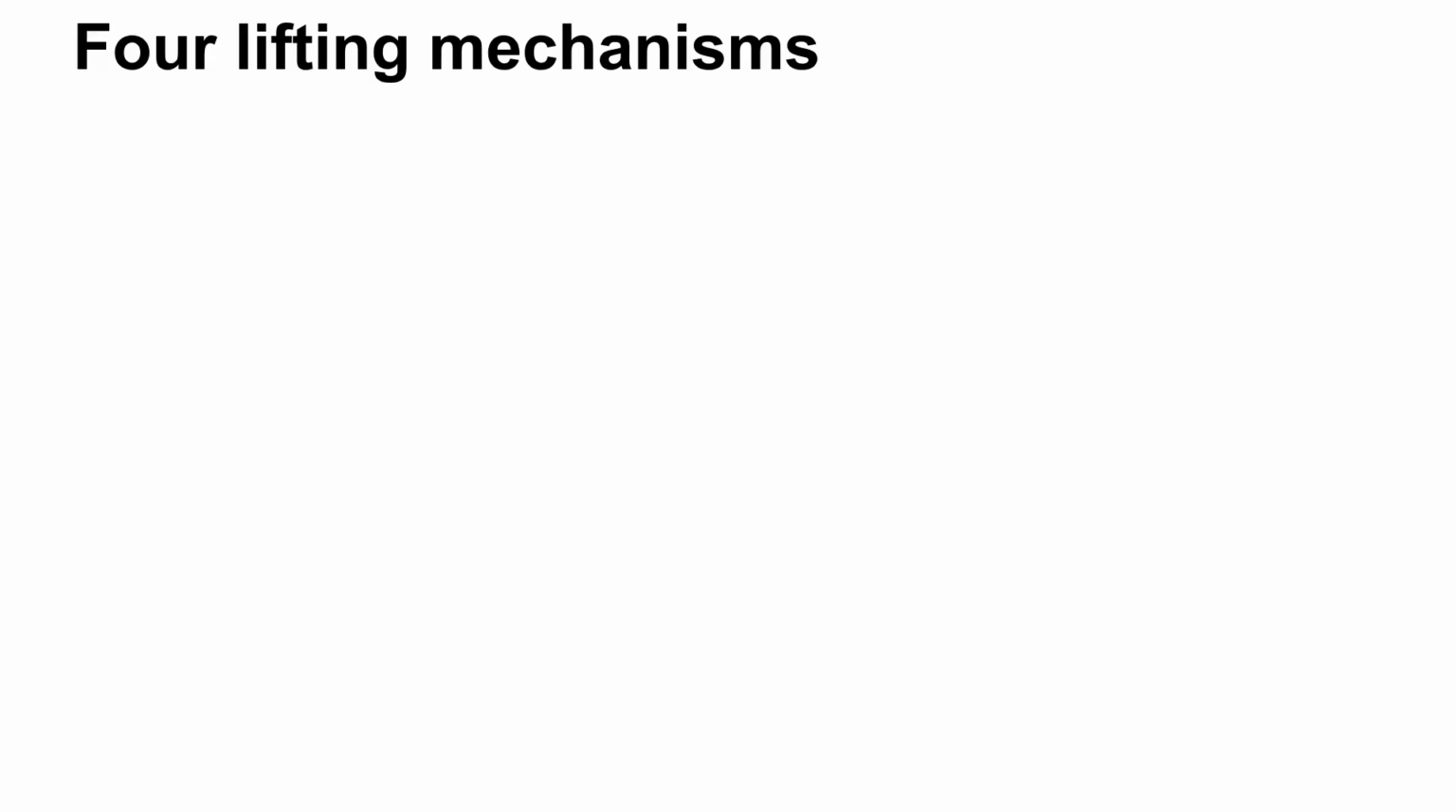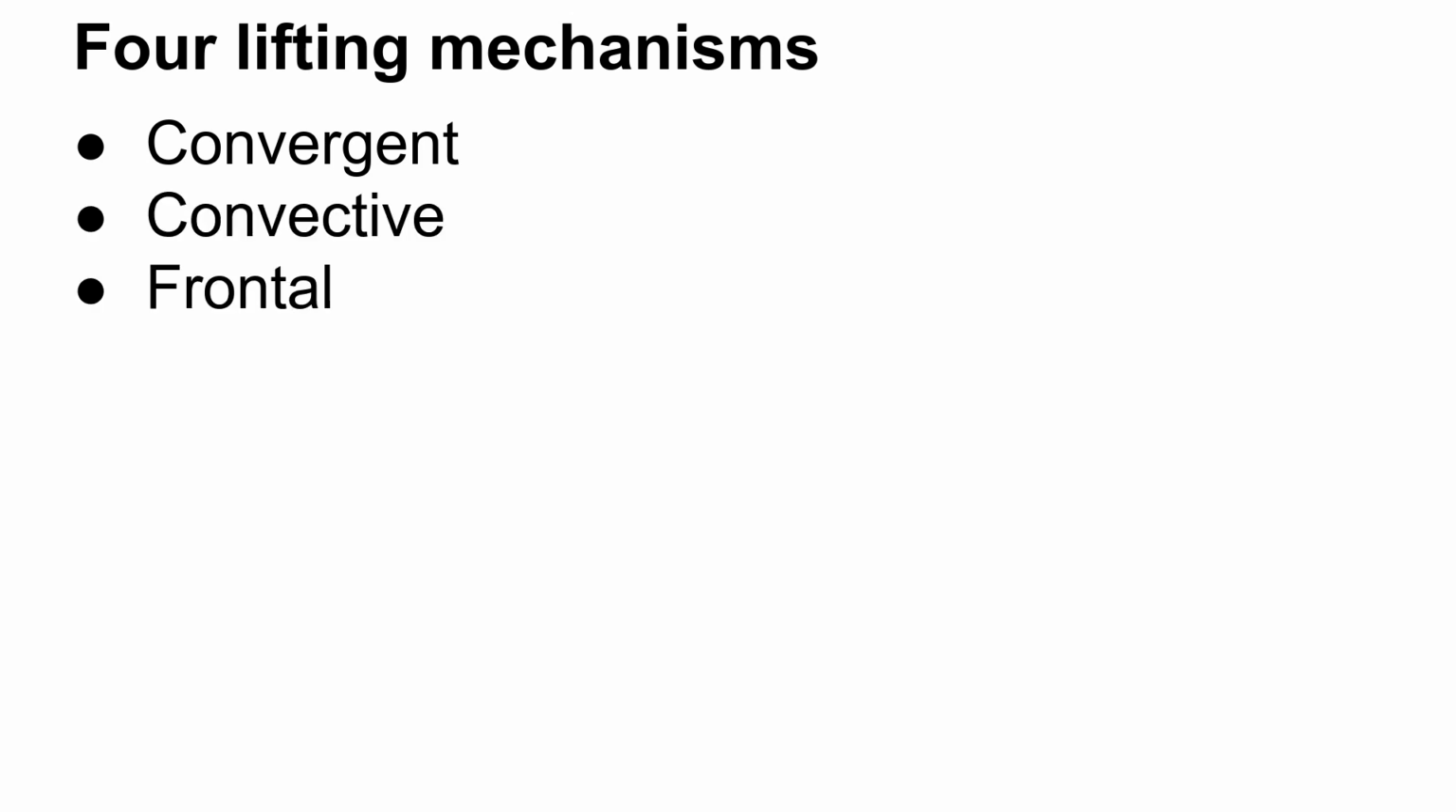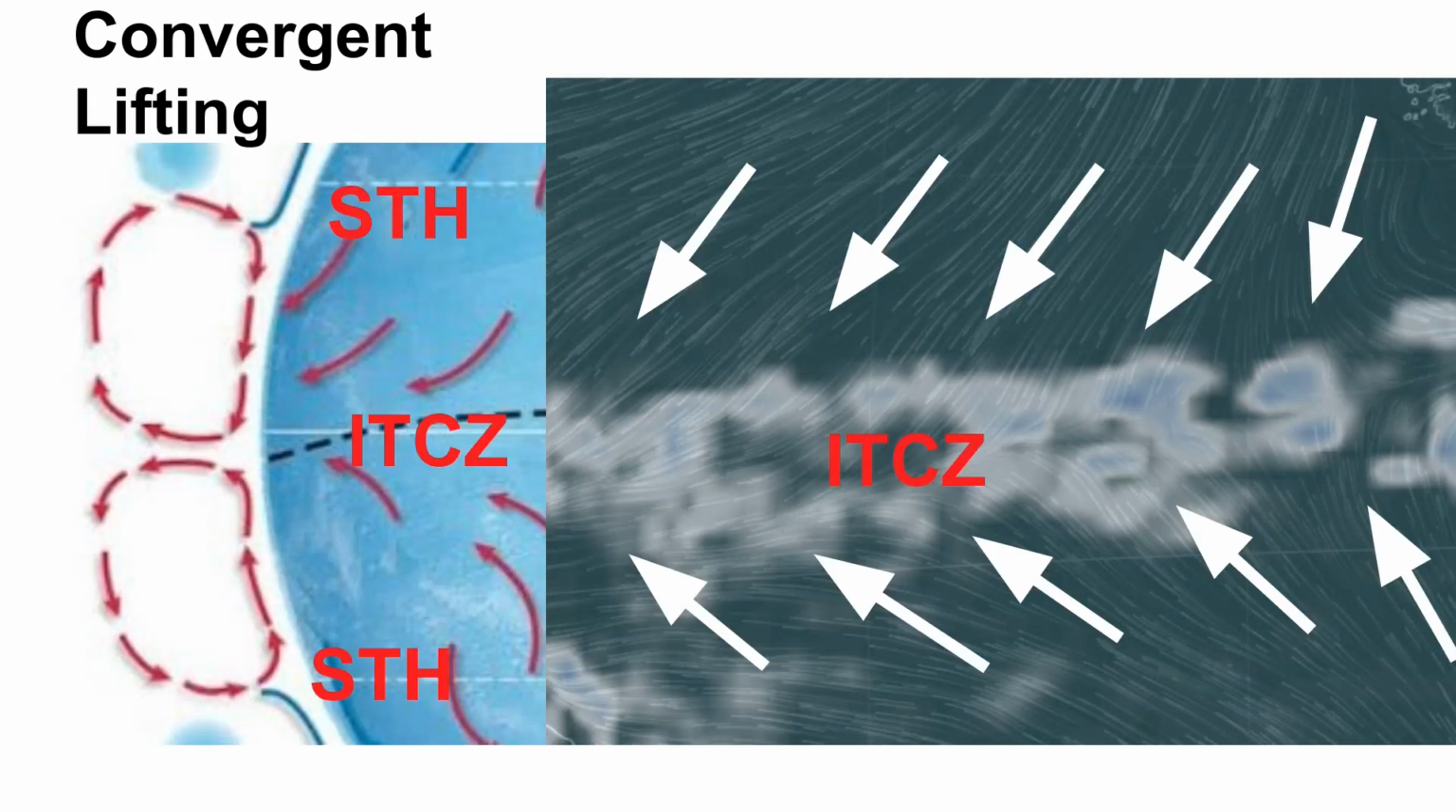So let's keep going. There are 4 lifting mechanisms: convergent, convective, frontal, and orographic. This is a nice tie-in with lecture. So convergent lifting: I just stole this screen grab from earth.nullschool.net.